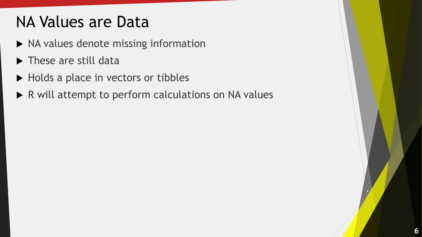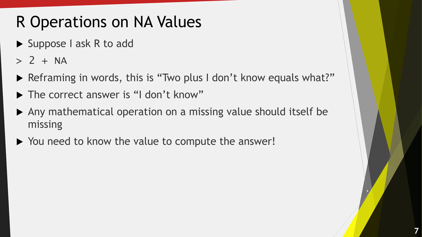NA values denote missing or unknown information. They're still data, but they're recording the state of your lack of knowledge. So this means they still hold places in vectors or tibbles, and R will attempt to perform calculations on NA values. It's very important to understand how R operations work on NA values.